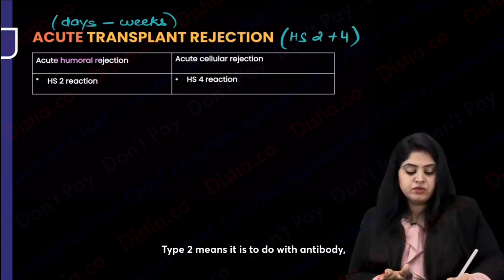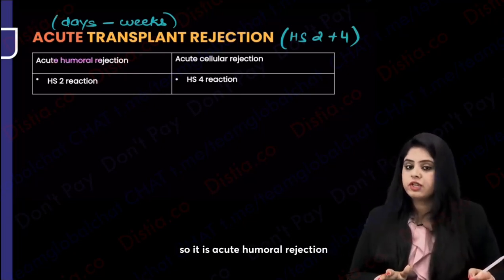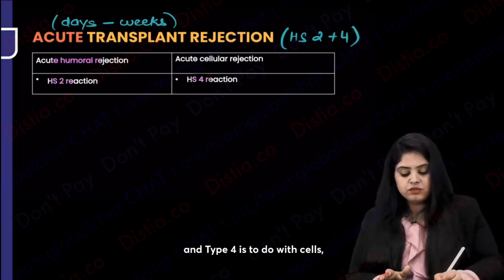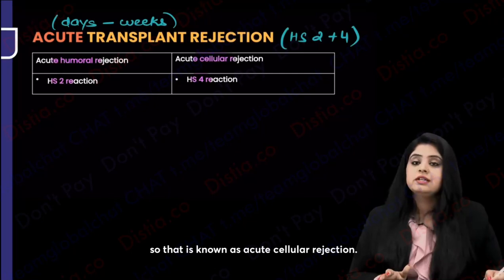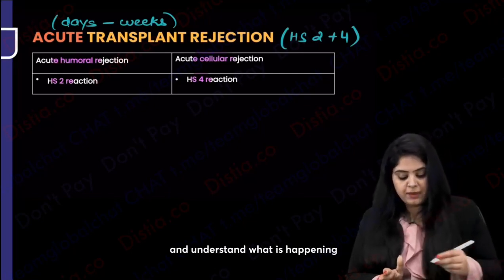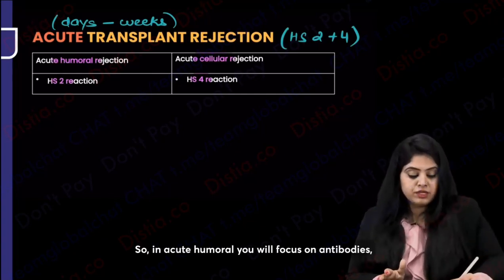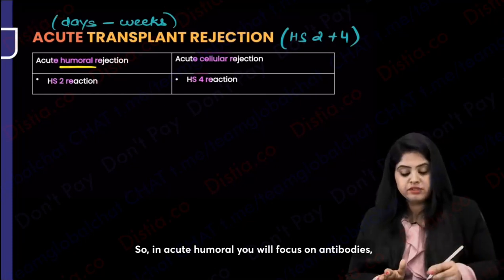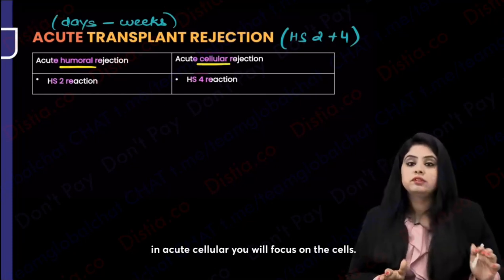Type 2 means it is to do with antibodies, so it is acute humoral rejection, and type 4 is to do with cells, so that is known as acute cellular rejection. Now I need to go into the details of these and understand what is happening in both these situations. So in acute humoral, you will focus on antibodies. In acute cellular, you will focus on the cells.